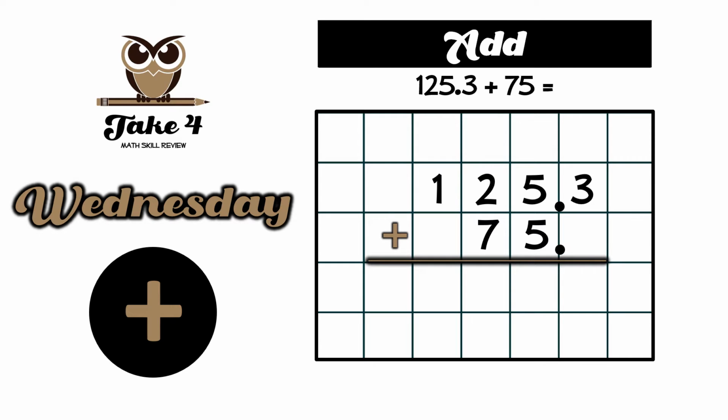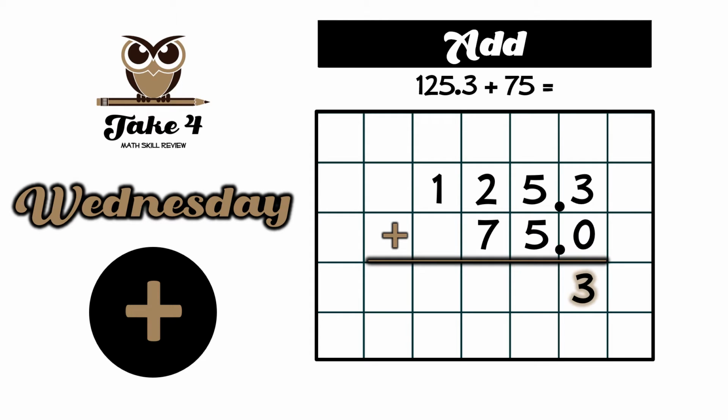Our top number has one decimal place. Our bottom number does not. Therefore, we need to add a 0 in the tenths place before we add. We're ready to add. 3 plus 0 equals 3.